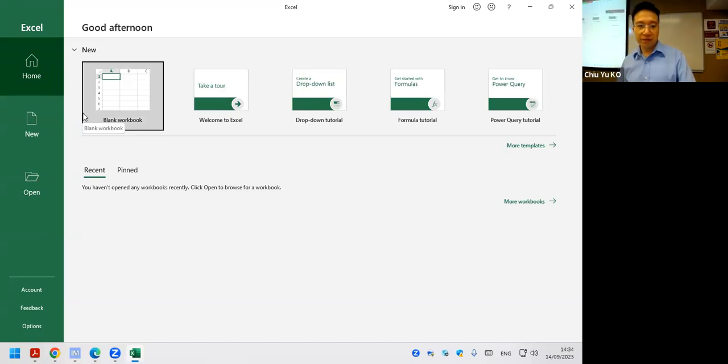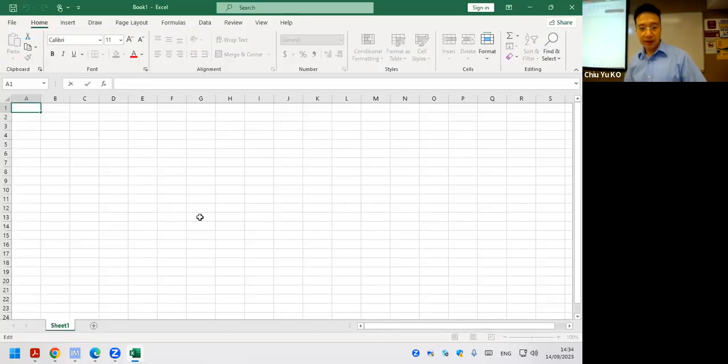Okay. We are going to open a blank workbook. So this is the working space for Excel. If you ever worked on that, it will be very familiar.